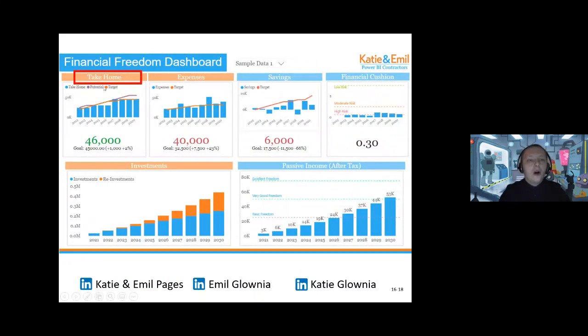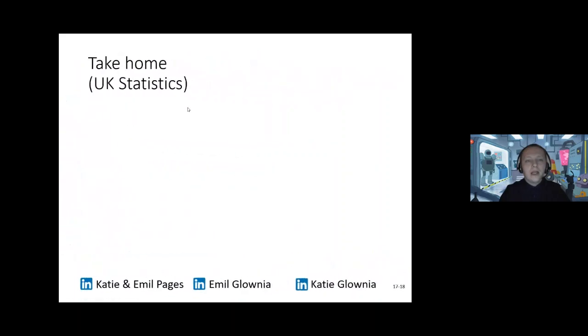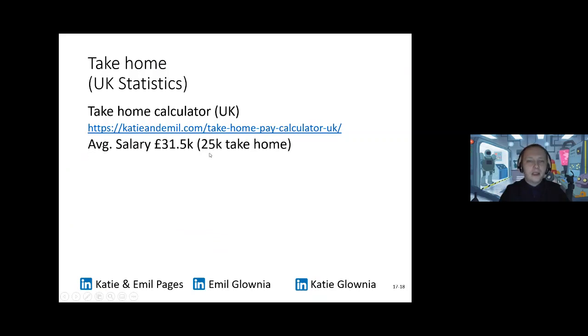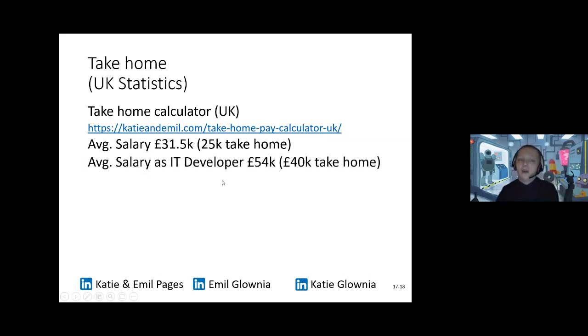Now, on our dashboard, we have take home. There is a take home calculator on our website if you want to convert your permanent salary or contract into take home. Average salary in UK is 31.5k, 25 take home. Average salary for IT developer according to IT Job Watch is 54k, which will vary depending on the region, which is 40k at take home.